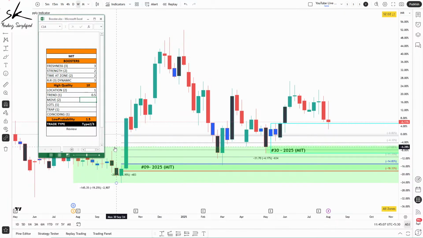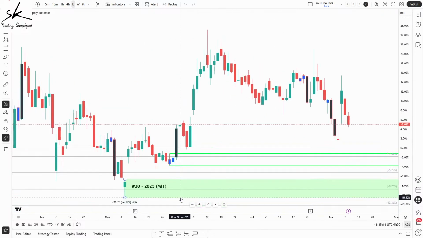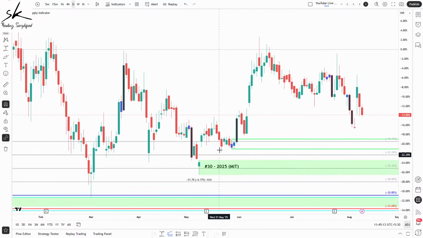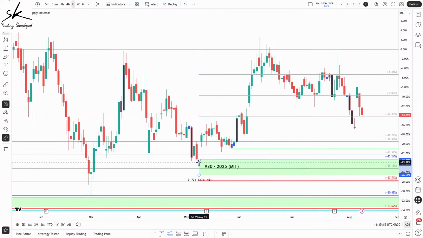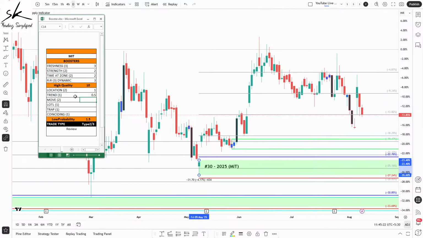Move from the zone, we need at least a 4:1 move, and that has already happened. So if I again draw my, you can see 1:1, 2:1, 3:1, 4:1. So probably we have a 6:1 move. So we already have our 4:1 move, which is already done, and it gets a score of 2.